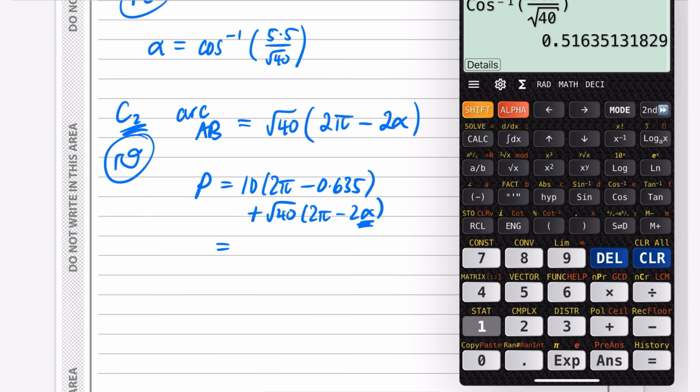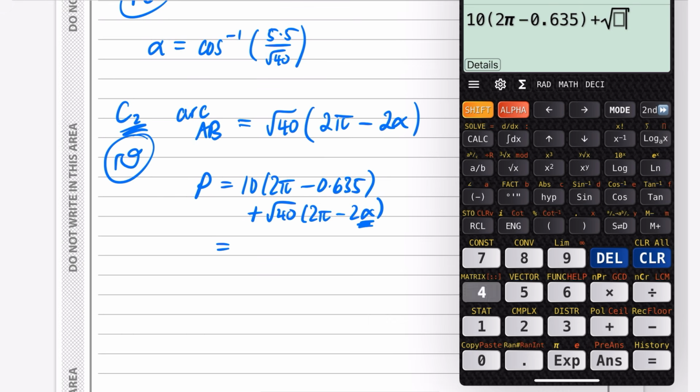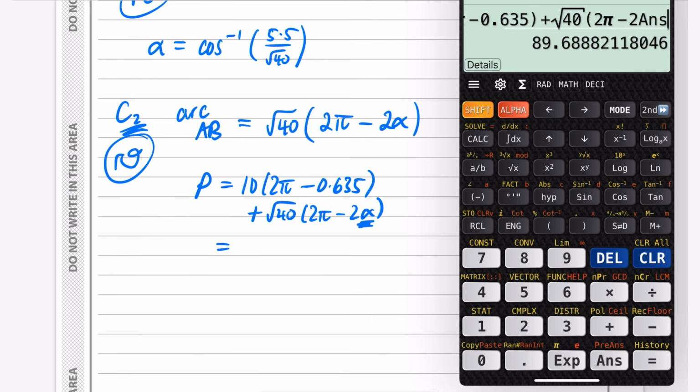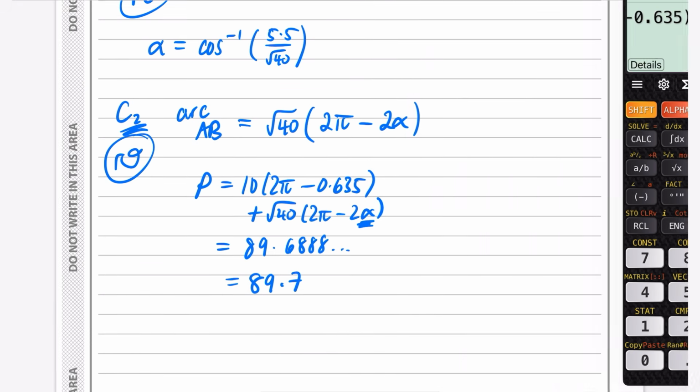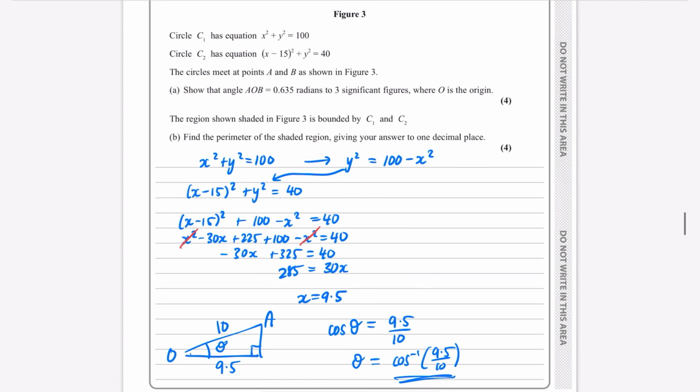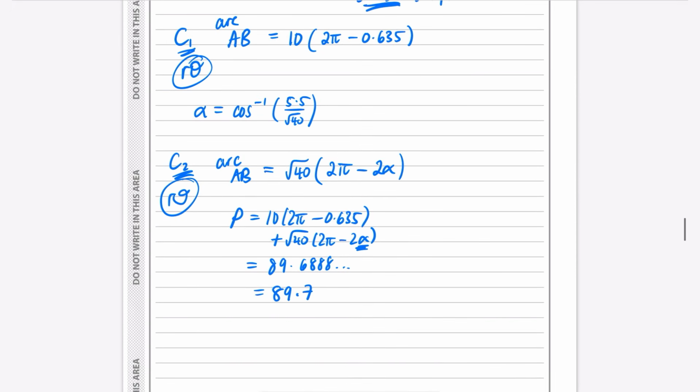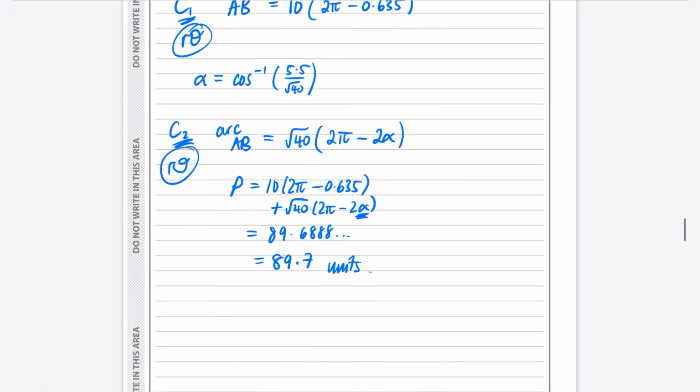So I'm going to do 10 brackets 2 pi minus 0.635 plus root 40, open up the brackets, 2 pi minus 2 of what we have on the calculator. And we get the answer 89.6888, and they wanted it to one decimal place, I believe, which is 89.7. Did they say one decimal place? Yep, they did. I think that's a lot of work for 4 marks. I think it's not particularly nice of them, but it's 89.7 units.